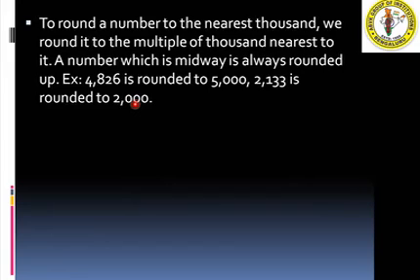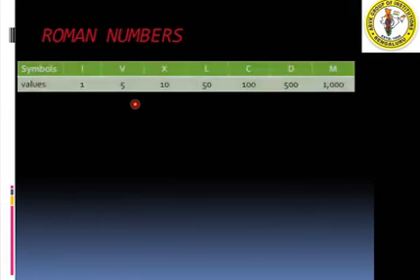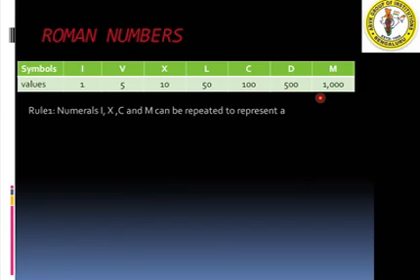Okay, let us go to the next topic, our last topic. It is Roman numerals. This also I have explained to you in the class. Here is a table. These are the constant values. I means 1, V means 5, X means 10, L means 50, C means 100, D means 500, M means 1000. These are the values for these symbols. You have to learn these by heart. Next, we will see some rules.